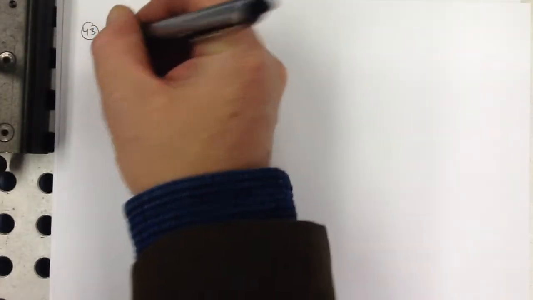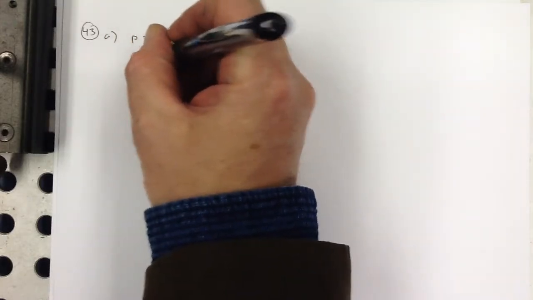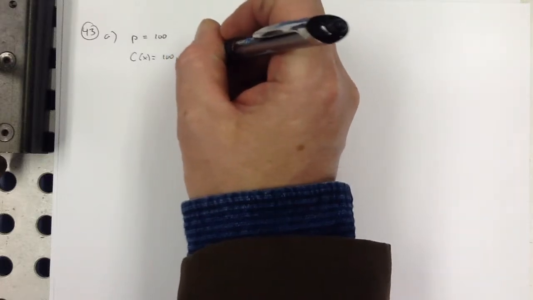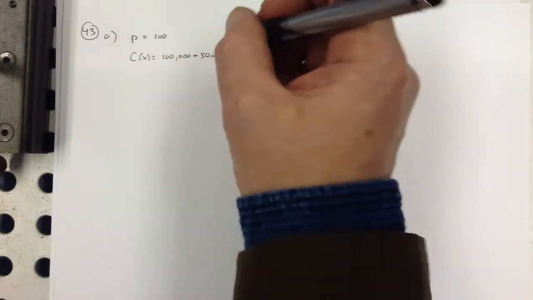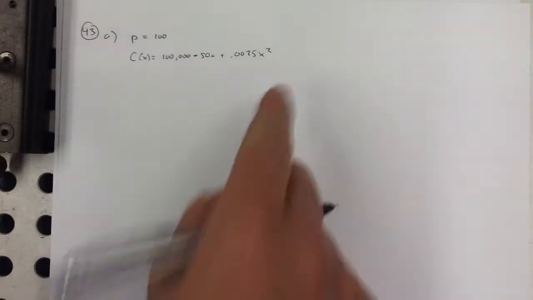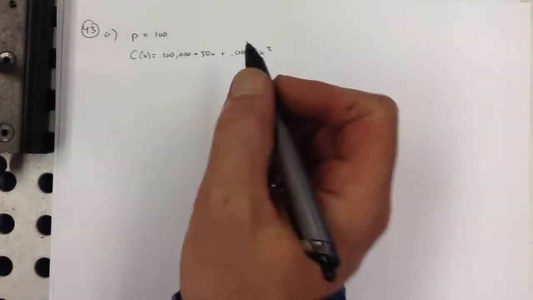This is a chemical manufacturer that sells sulfuric acid in bulk at a price of $100 per unit. So the price is $100 per unit. If the daily total production cost in dollars for x units is $100,000 plus 50x plus 0.0025x squared. There's a reason why it might look kind of like this and have this big constant out front, but I won't get into that right now.